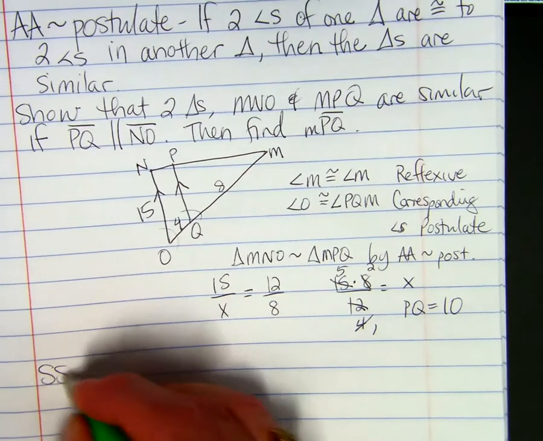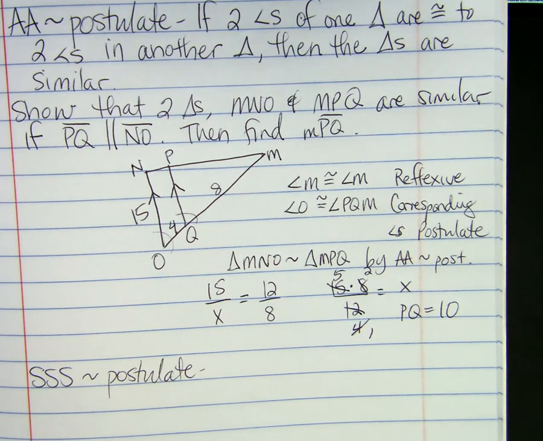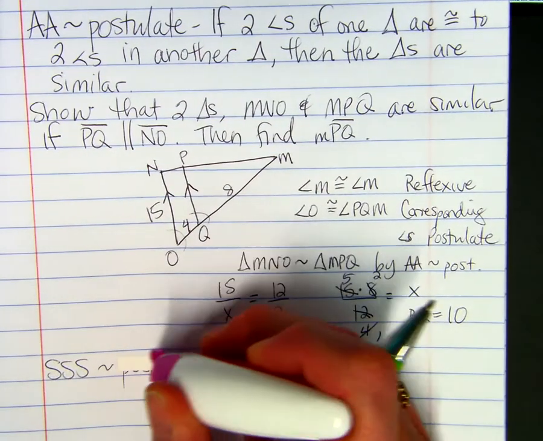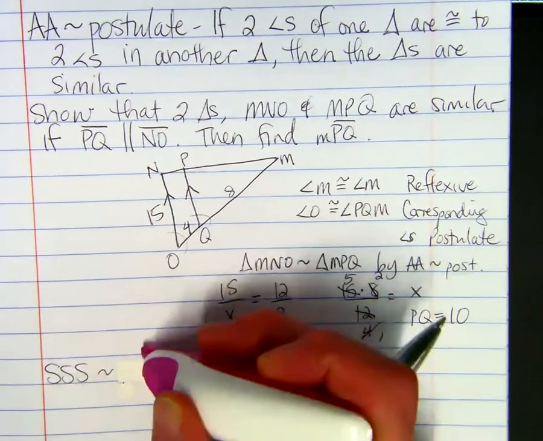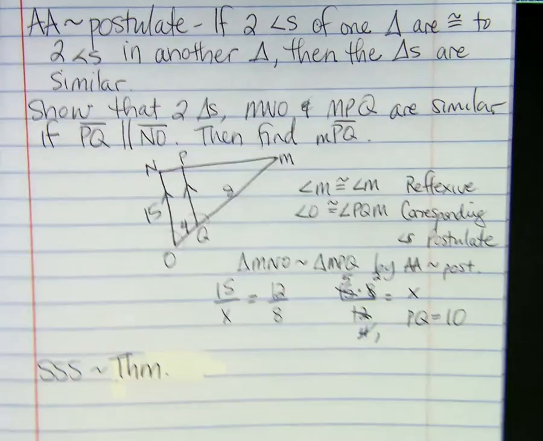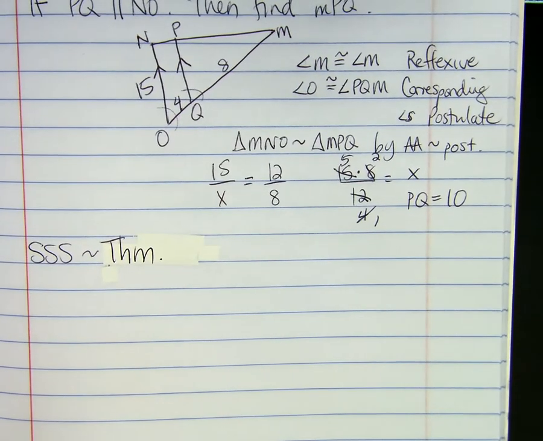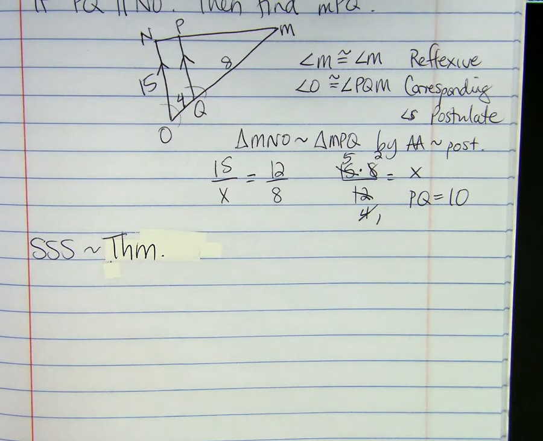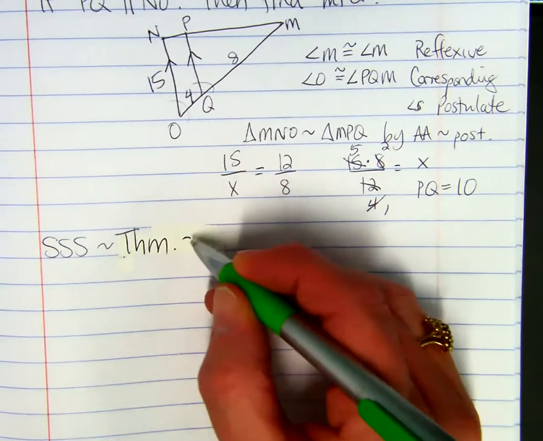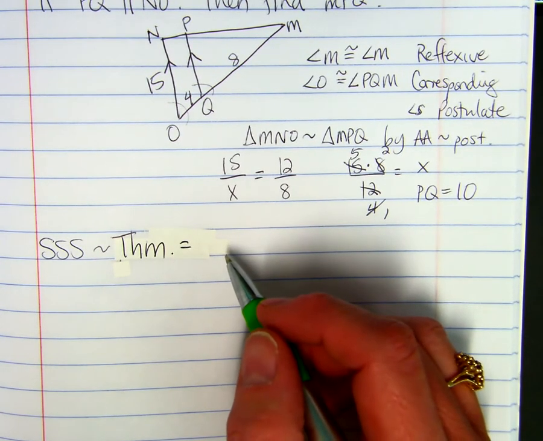Then we have what's called the SSS similarity postulate. Actually, it says theorem in our book. So what makes it so that the SSS and the SAS aren't the same as the congruence ones? In the SSS similarity theorem, it just says that the sides will be proportional to the sides in a second triangle. So they're not congruent, like in the congruence theorem.